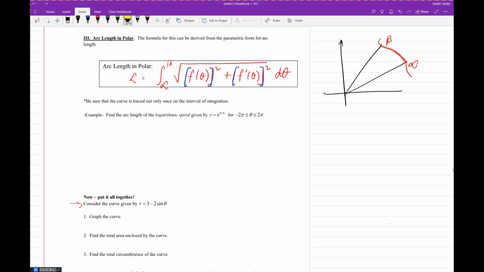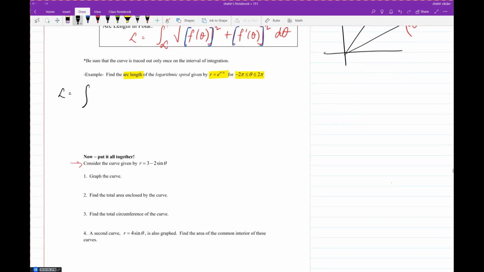So here's our first example. Find the arc length of the following logarithmic spiral. If you draw it, you're going to see it goes in loops, and you can use your technology or graphing calculator to graph r equals e raised to the theta over 6, where theta lies between negative 2 pi and positive 2 pi. It's an easy problem because we are given our bounds, so we don't have to worry about our limits of integration, which are negative 2 pi to positive 2 pi.